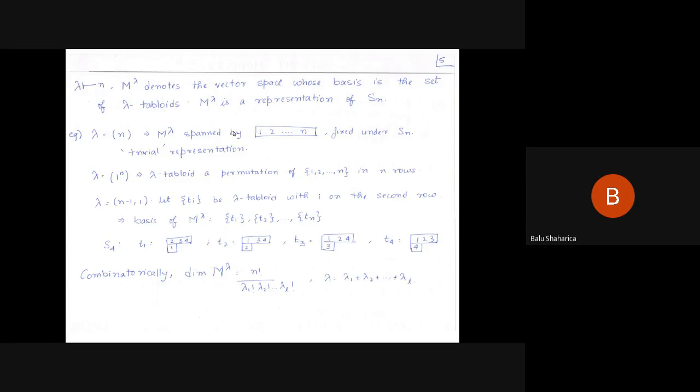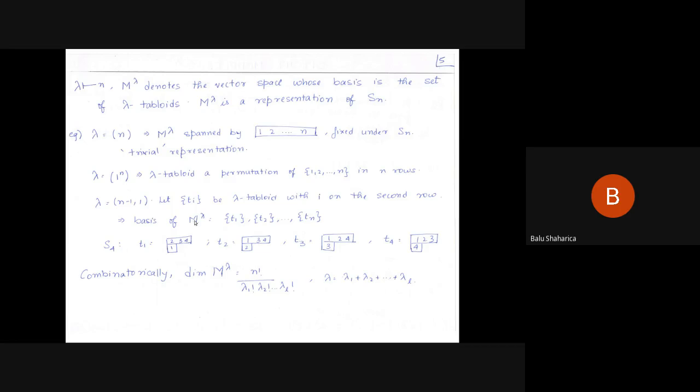So here are some examples. When my lambda is an n-cycle, whatever element of Sn I act on this, I will get the same tabloid. So this is a one-dimensional space. This is the trivial representation.